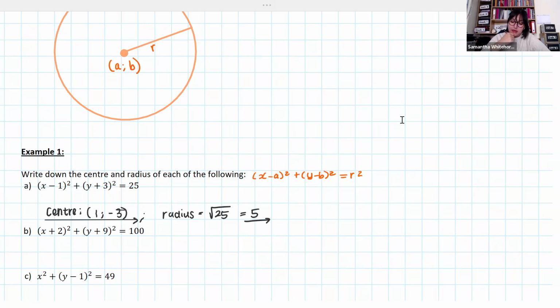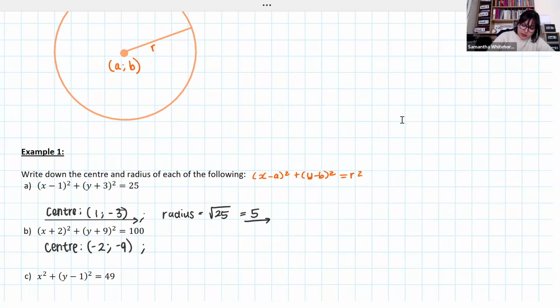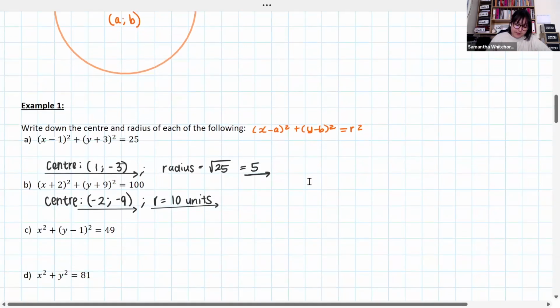Nice, Simtanda, Leila, very nice. Okay, good, guys. Remember your center, opposite sign, so (-2, -9). Your radius, you would need to square root 100, so your radius is 10 units. Perfect. Okay, so really not too tricky, and just by having your equation in this format, like I said, gives you a lot of information. You can start to visualize what your circle looks like.